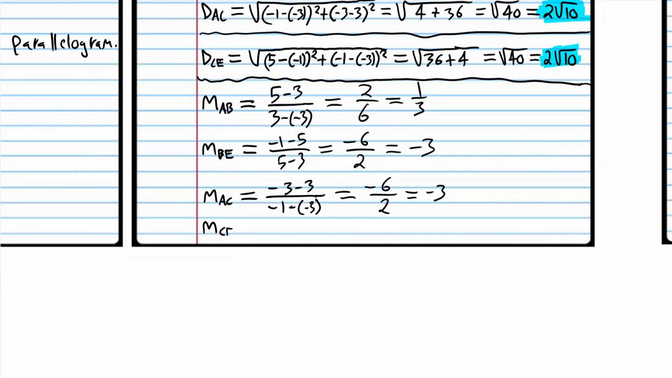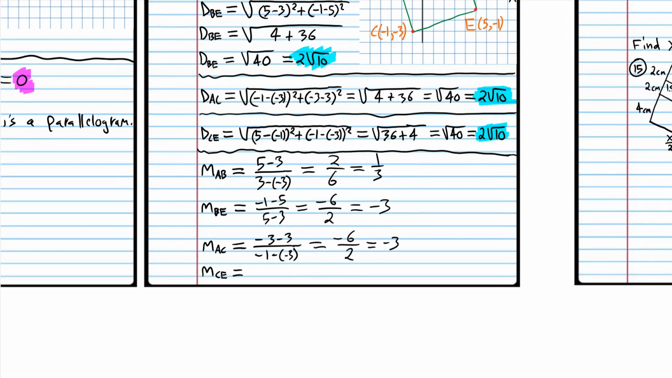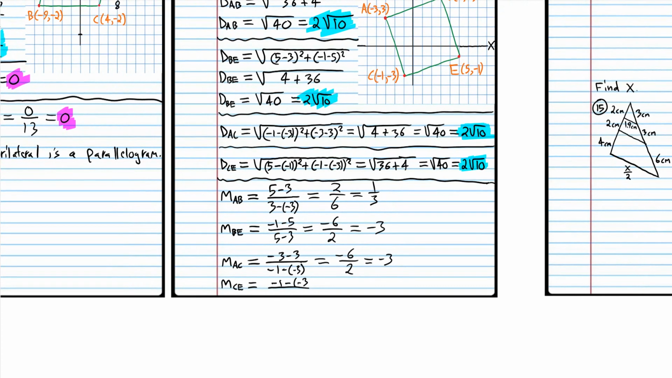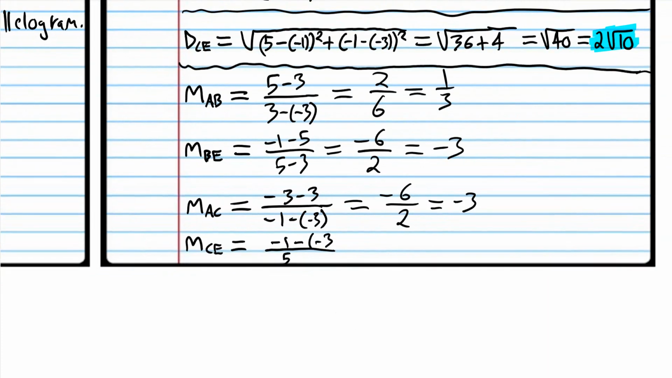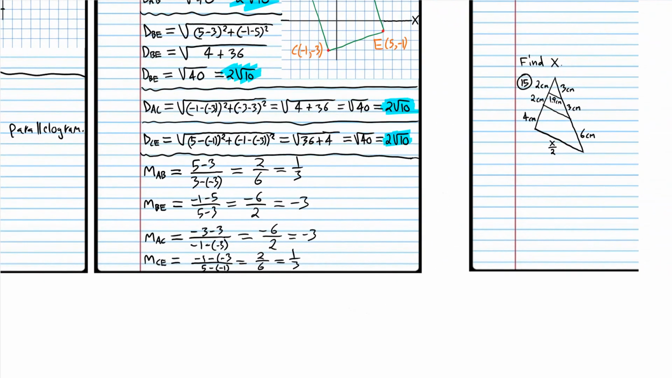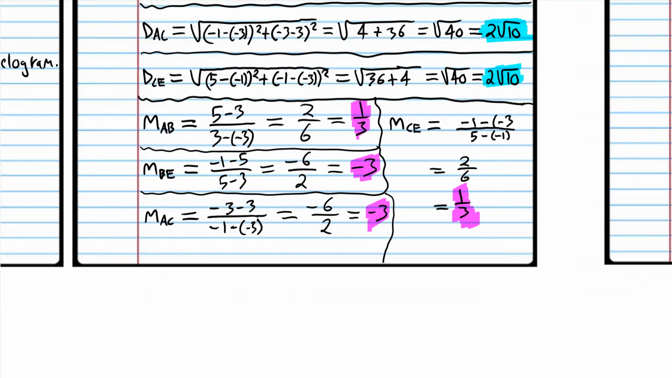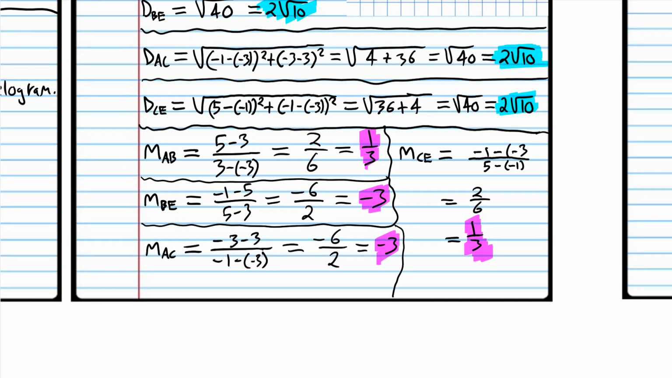So slope of CE, using C as the first point, we have negative 1 minus negative 3 over 5 minus negative 1. And we have 2 over 6, which is 1/3. And that's what we expect. So let me try to buy some room here. I should section these off so we can utilize a little more room. So all those slopes prove that the angles are all 90 degrees.